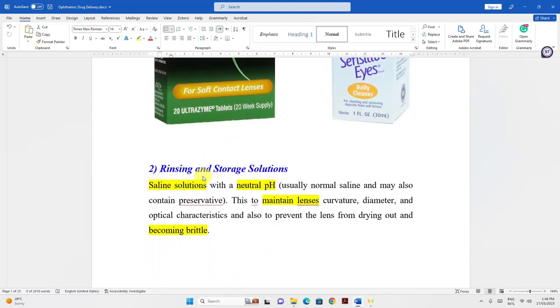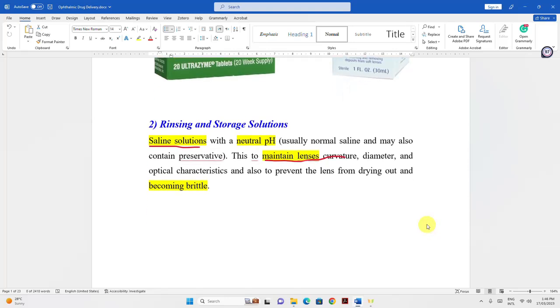For rinsing and storage as well, because if you remember, soft contact lenses should not be dry. They should always be in a solution. So the rinsing and storage solution is usually saline solution, and the pH is usually neutral. We need to maintain the curvature of the lenses and their optical property, and prevent them from becoming dry and brittle.